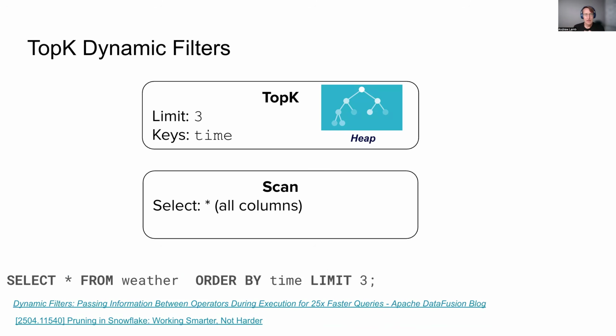So the idea is, I'll give you the motivating example. In this case, you select star from weather ordered by time limit 3. So what does that mean? That means I basically want the top 3 rows from the weather table that have the most recent time, which is a very common time series query, right? I just want the most recent values.